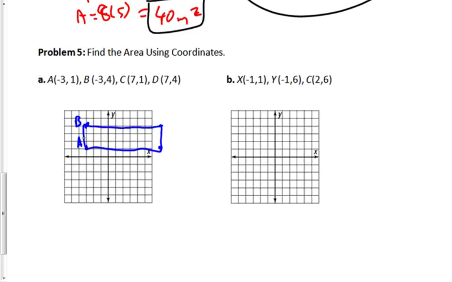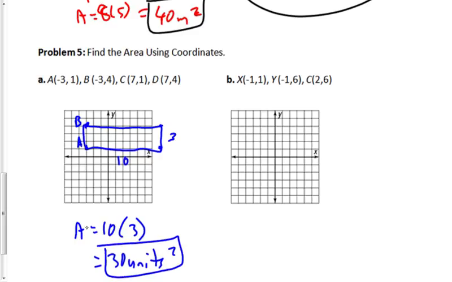And we can count. This is 3. This is 3, 4, 5, 6, 7, 8, 9, 10. It would be 10. So the area of this one is just 10 times 3, which is 30 units squared. Interestingly enough, if you count all the squares inside of this, it would also be 30. So that's another way to double check the area.